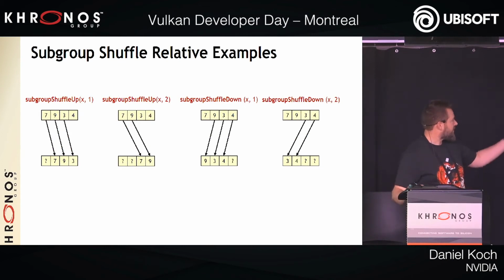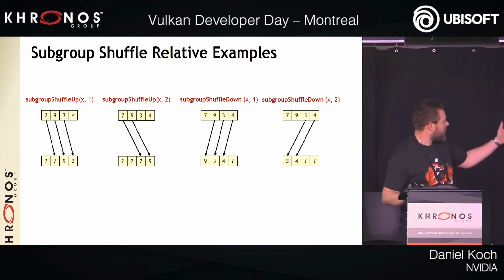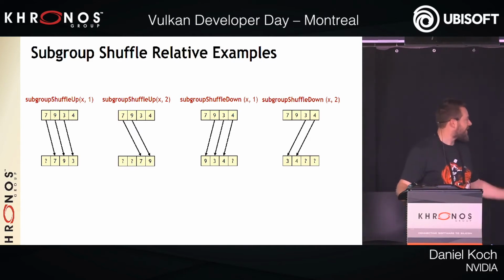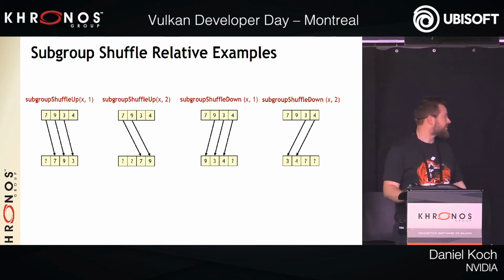An example here: if you shuffle up 1, basically each piece of data moves up to the next higher thread, and you're left with an undefined value on the bottom one. But there are algorithms where you don't care about that one anymore, for example. Shuffle up 2, everything moves over 2. Shuffle down is similar.